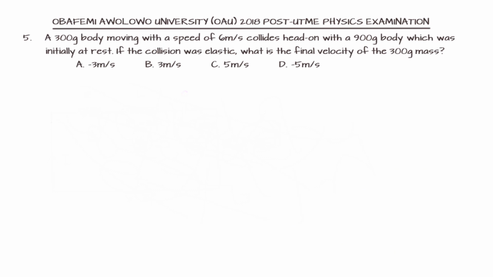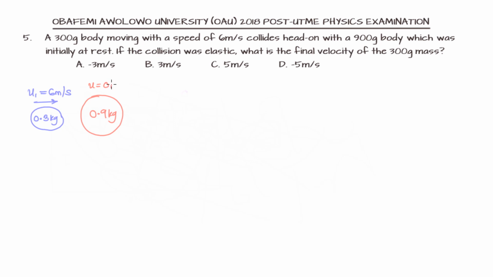Here, we are told that a 300 gram body moving with a speed of 6 meters per second collides head-on with a 900 gram body, which was initially at rest. The collision was elastic, and we have to find the final velocity of the 300 gram mass. Right from the onset, I'm going to convert the masses into kilograms. So I'm going to have 0.3 kilogram and 0.9 kilogram.